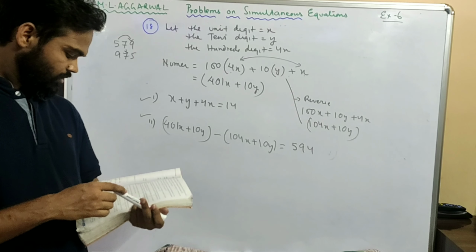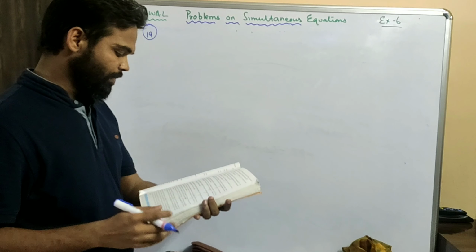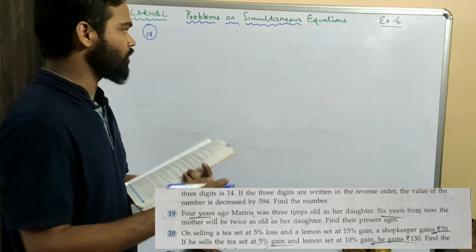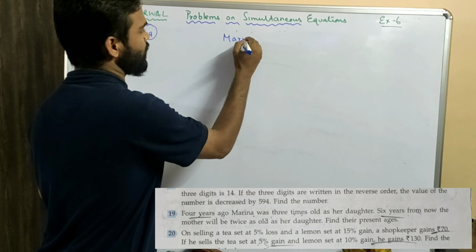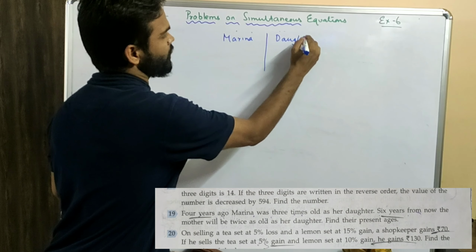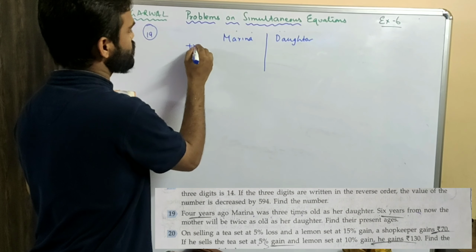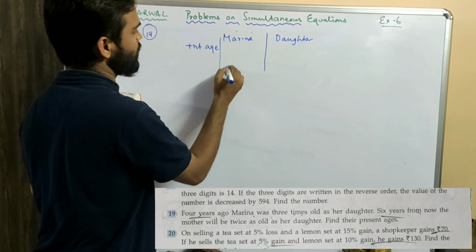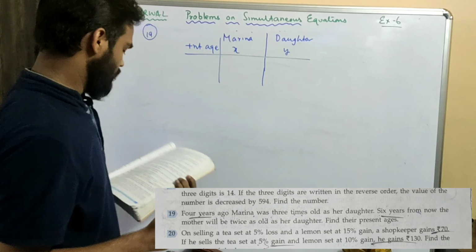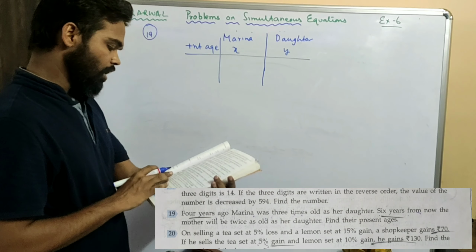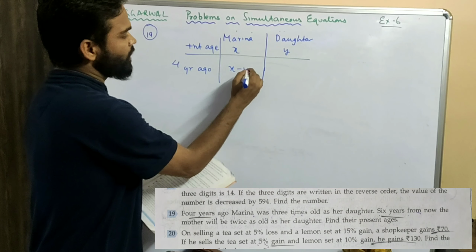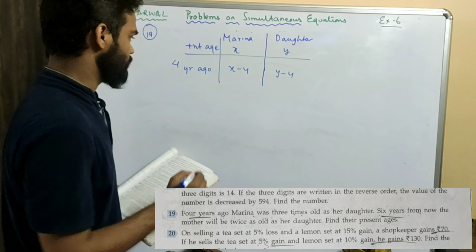Now look at the next sum. Now look at sum number 19. 4 years ago, Marina was 3 times as old as her daughter. So there's Marina and her daughter, okay? Suppose the present age I'm taking as X and Y. Present age, okay? Now read. 4 years ago. 4 years ago. So X minus 4 and Y minus 4.